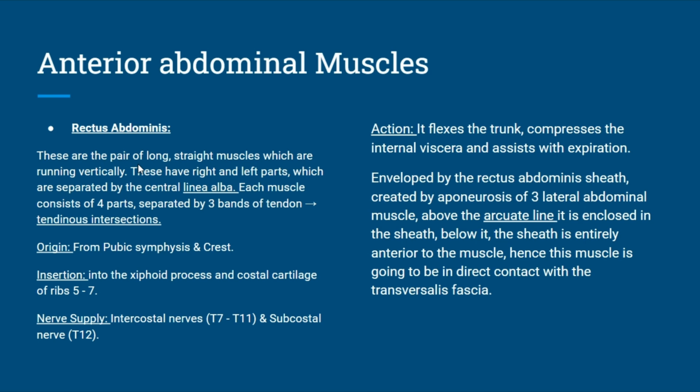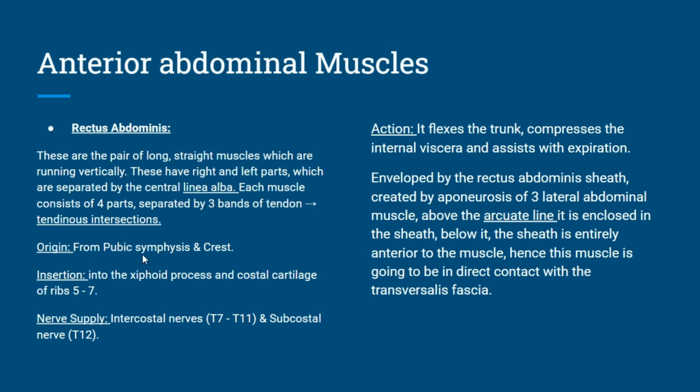These are a pair of long straight muscles. They run vertically and they have right and left parts which are separated by the central linea alba, and each muscle consists of four parts which are separated by three bands of tendons, basically called tendinous intersections. So because of these tendinous intersections and the linea alba in the middle, you get that six-pack view.